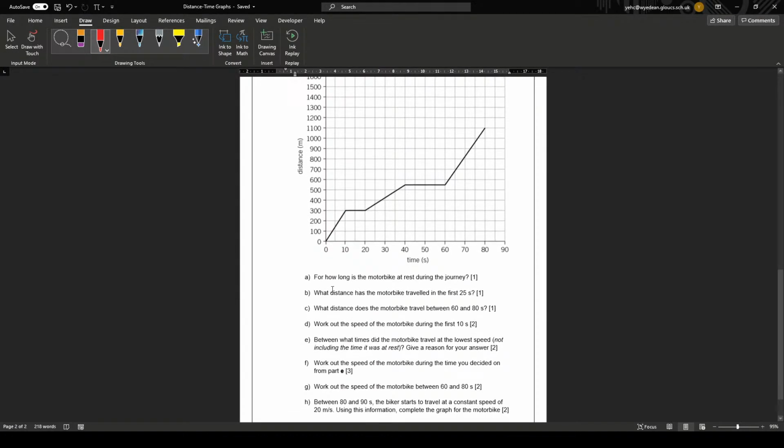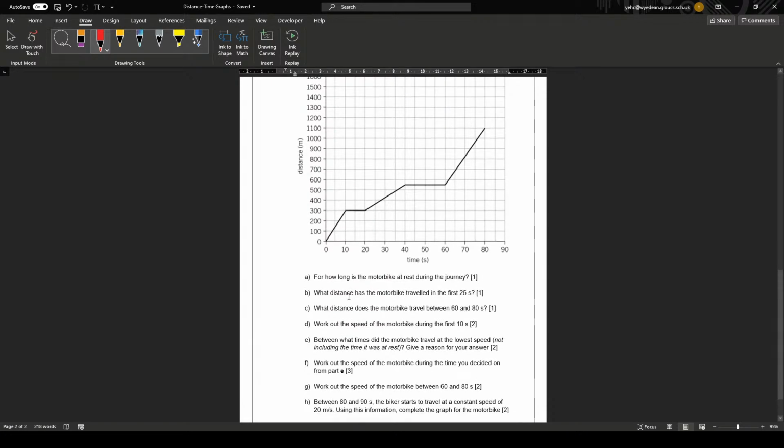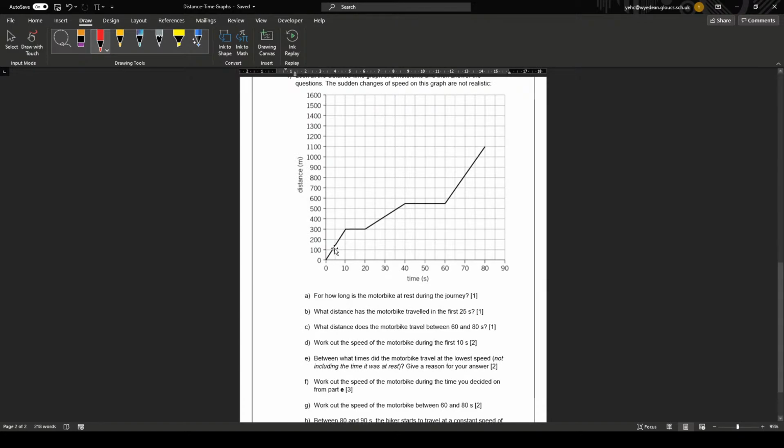So you have a few questions that are basically asking you to analyze and read through the graph. This bit has some calculations, but it's more like here is a distance time graph with a lot of stuff going on. Its motion is changing the whole way through. Notice that it doesn't look like one of our 4 graph shapes, but it's a combination of those graph shapes. So for how long is the motorbike at rest? This is testing you to know, what does the graph look like when it's at rest? What does the graph look like when it's not moving? And then reading off to see how long of a time that took. What distance has it traveled in the first 25 seconds? Reading it from the actual graph itself.